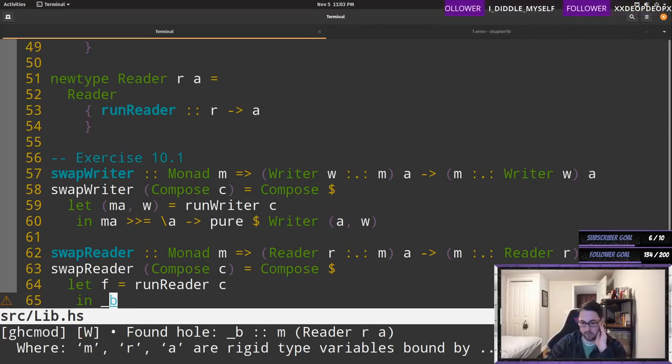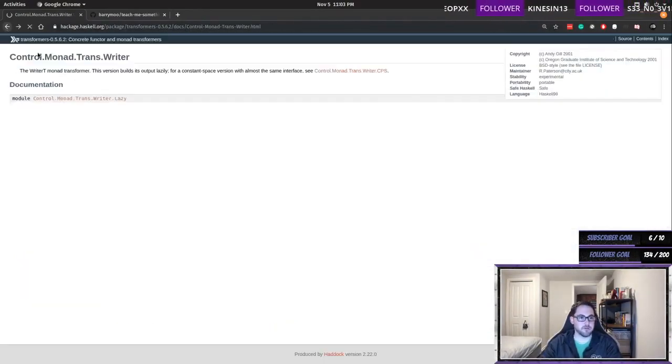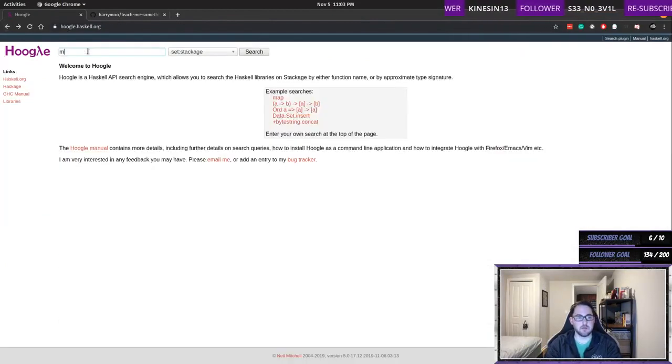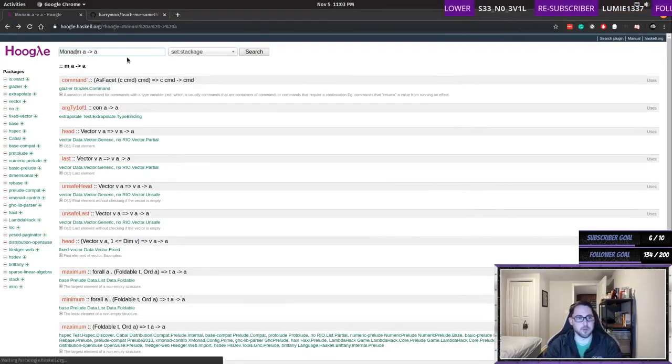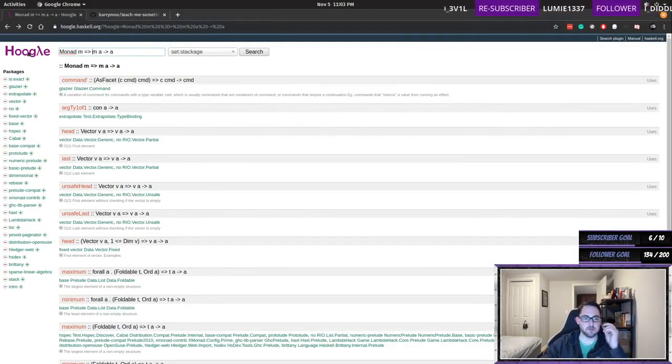I don't think that this is doable. I don't see how you do it. There's no way. There's no generic way to get this function. Monad M. You need this function.